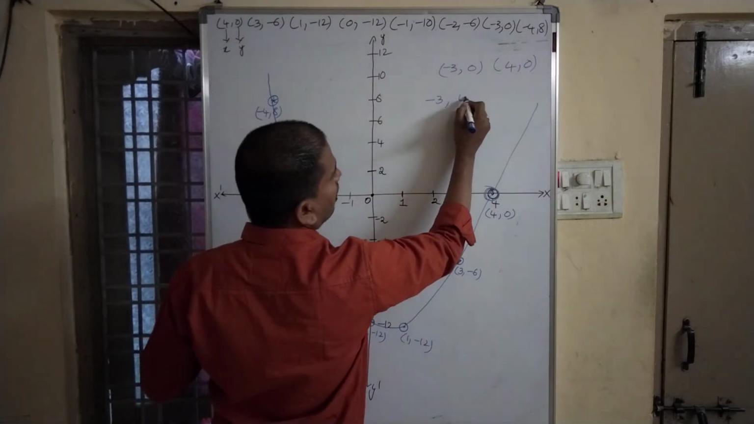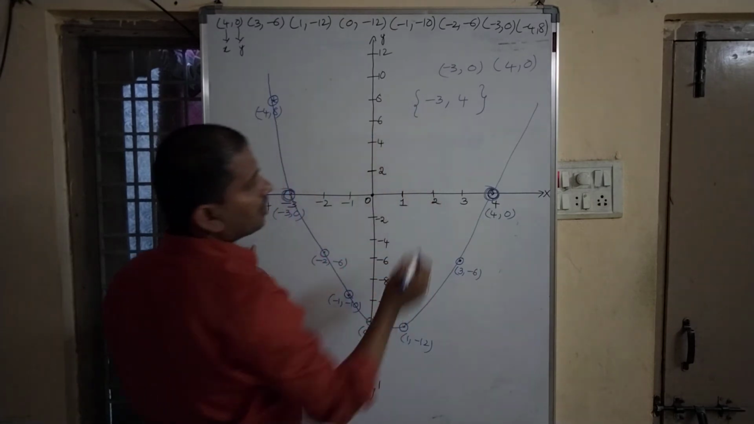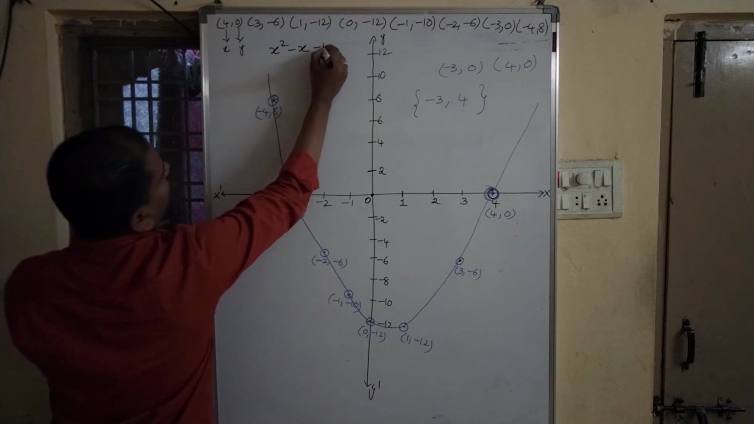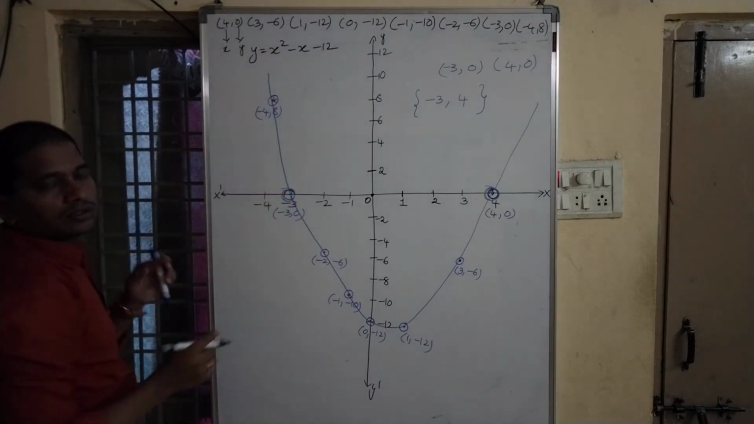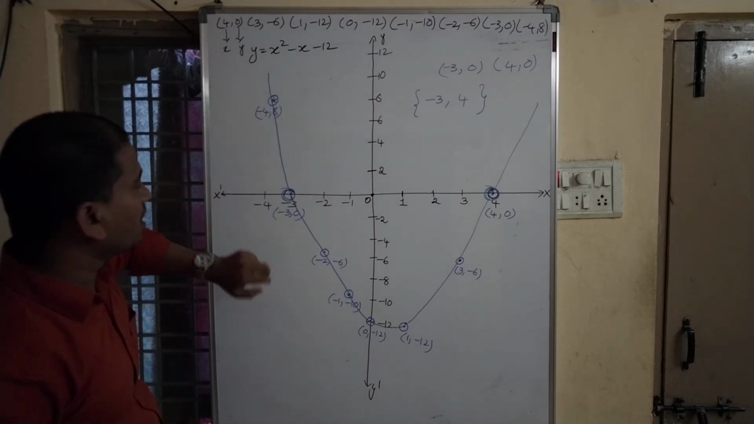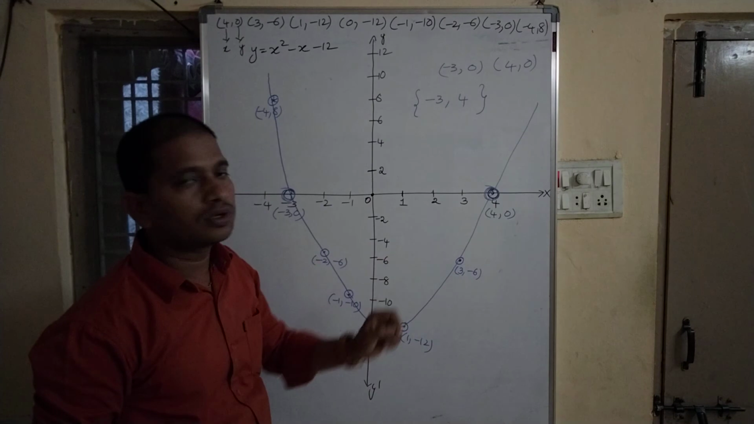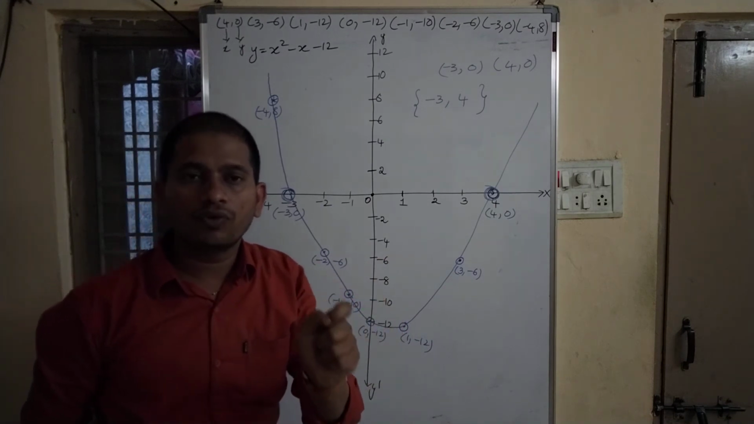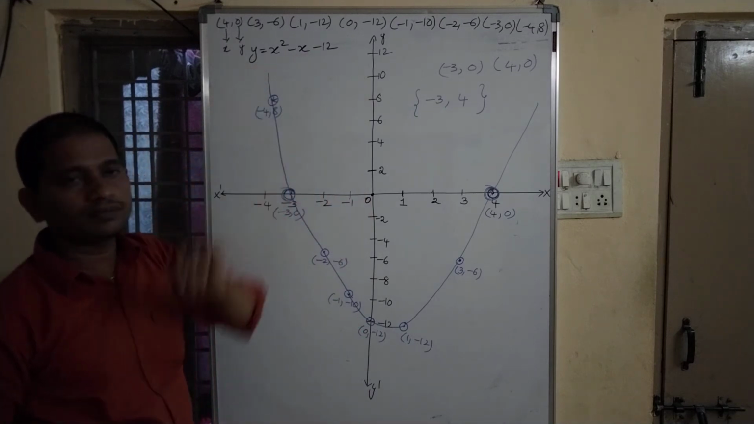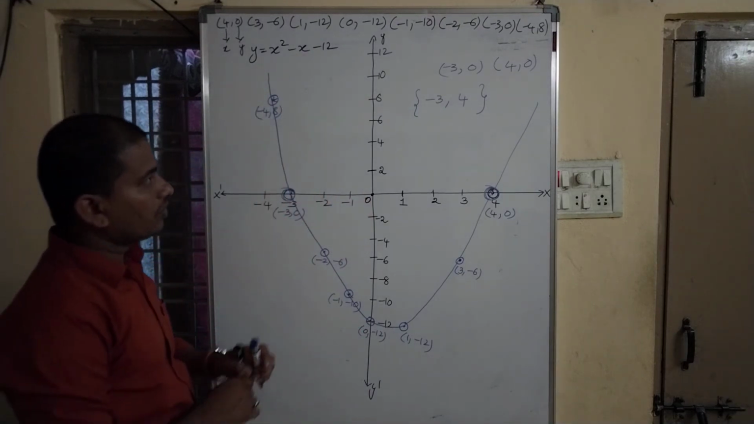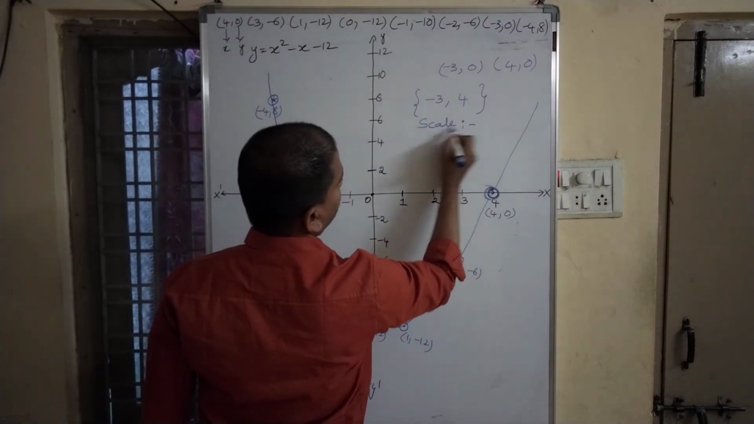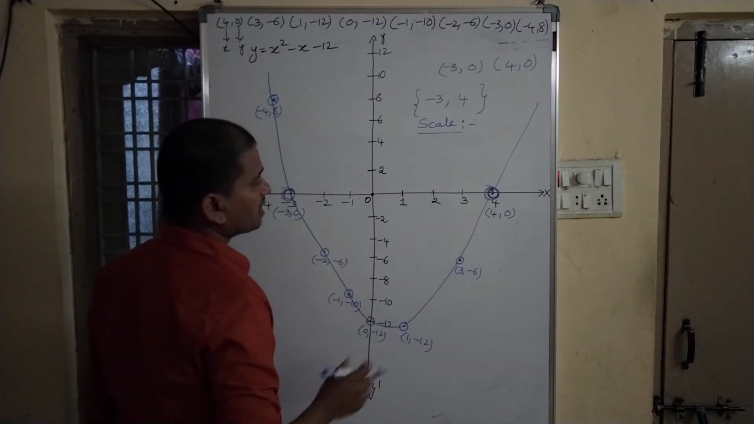So what are the zeros of the polynomial x square minus x minus 12? The given polynomial is x square minus x minus 12, right? The graph of the polynomial is intersecting the x-axis at -3 and 4. Therefore, -3 and 4 are the zeros of the polynomial x square minus x minus 12. Okay? Before that, we have to write the scale also. What is the scale here? How much measurement have we taken?